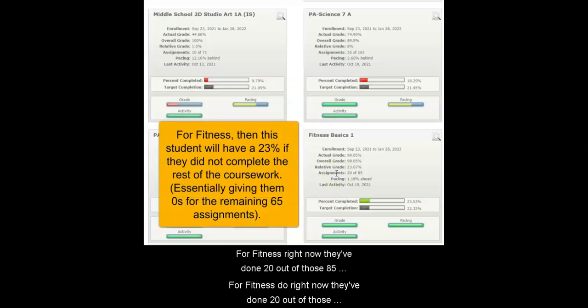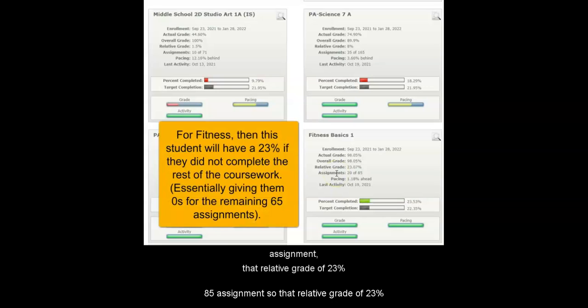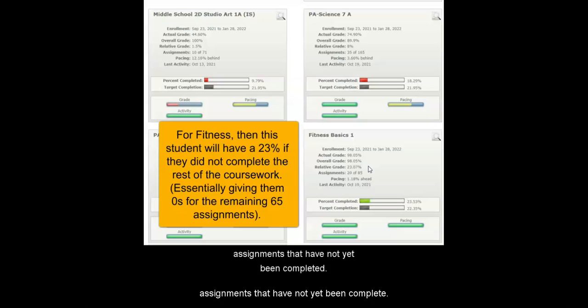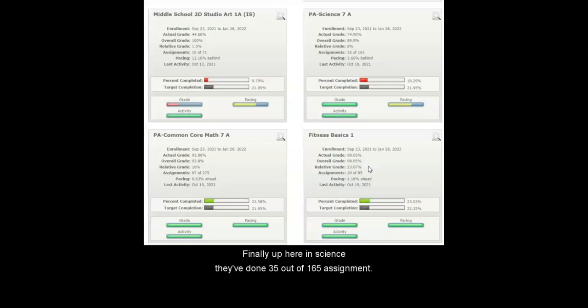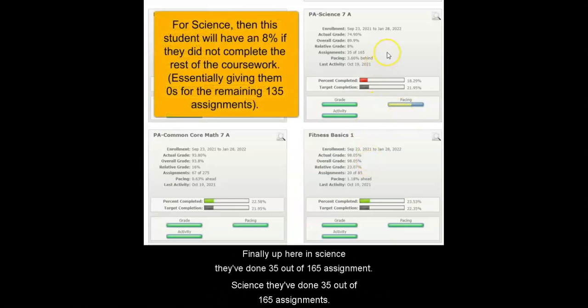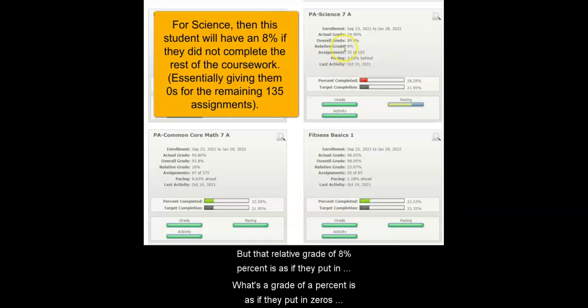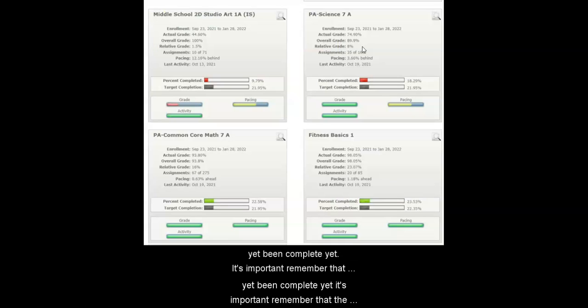So right now they've done 20 out of those 85 assignments. So that relative grade of 23% is indicative of if they put in those zeros for those 65 assignments that have not yet been completed. And finally, up here in science, they've done 35 out of 165 assignments. Again, they're slightly behind in this course, but that relative grade of 8% is as if they put in zeros for those 130 assignments that have not yet been completed.